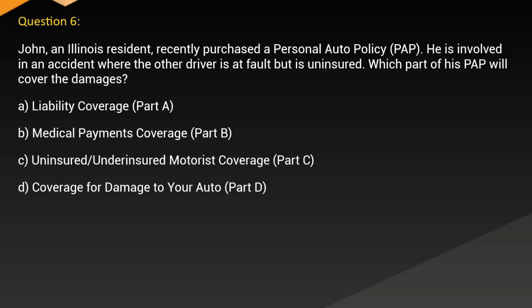Question 6. John, an Illinois resident, recently purchased a personal auto policy, PAP. He is involved in an accident where the other driver is at fault but is uninsured. Which part of his PAP will cover the damages? A. Liability coverage, Part A. B. Medical payments coverage, Part B. C. Uninsured/underinsured motorist coverage, Part C. D. Coverage for damage to your auto, Part D.